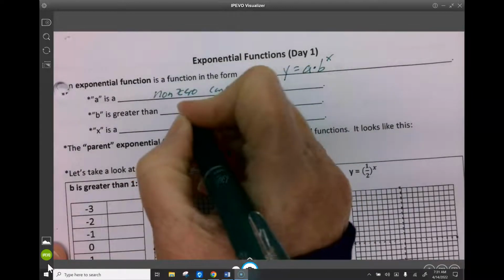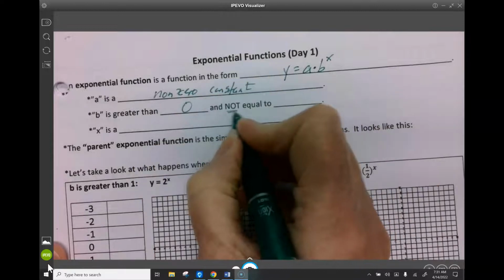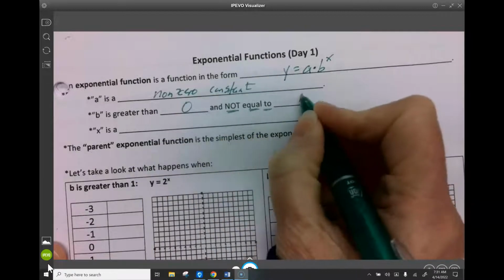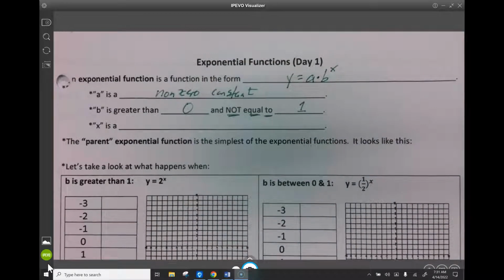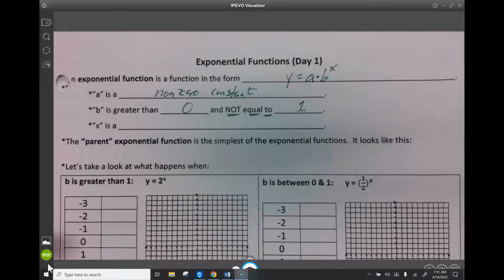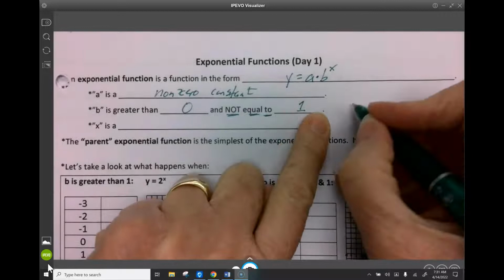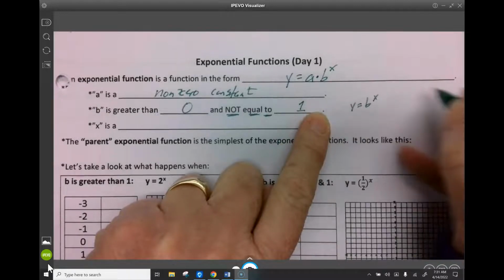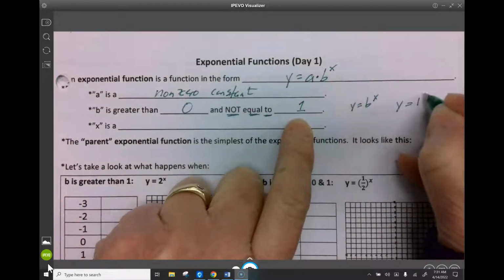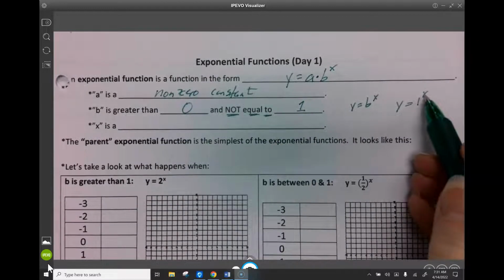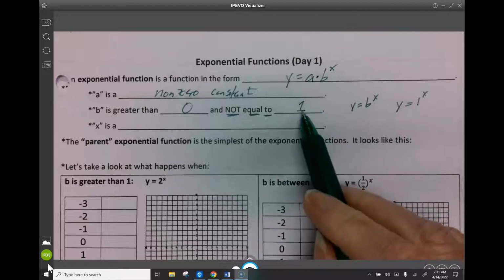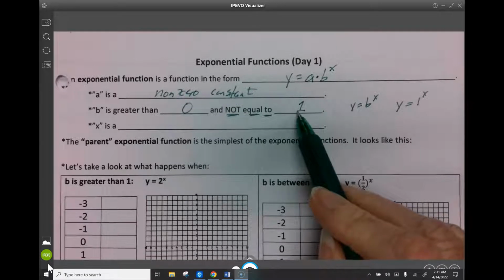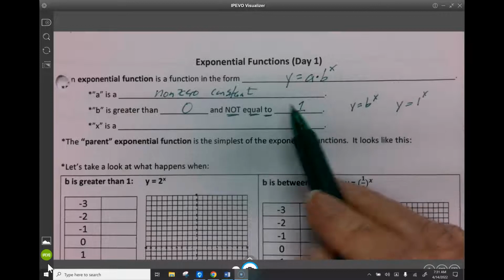b is greater than 0, but not equal to 1. Okay, so that means it's everything greater than 0, but 1 is excluded. b will never be 1, and you'll see why in just a bit. Because think about it, if I took the basic equation y equals b to the x and I had a 1 in there, y equals 1 to the x, no matter what x is, it's still going to be 1. So with an exponential function, your b is never going to be equal to 1. It can be equal to anything but 1 that is greater than 0.